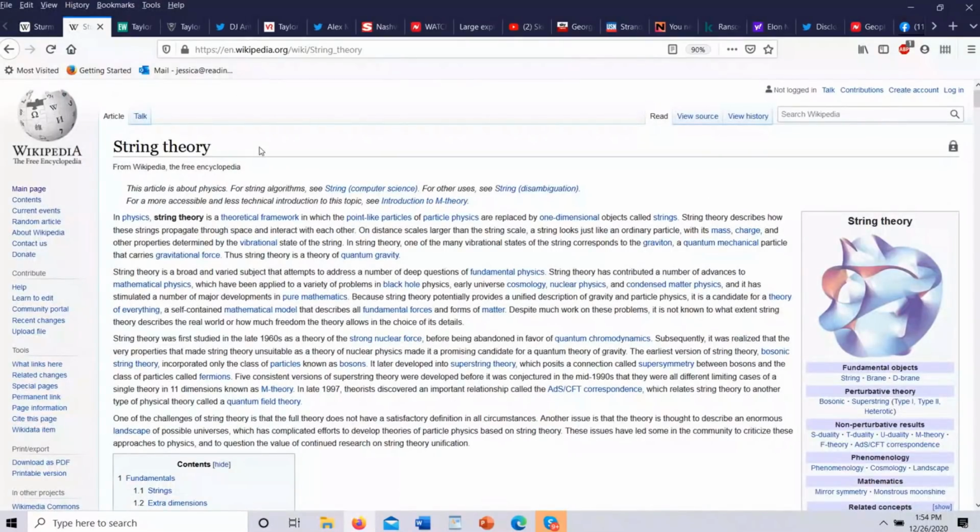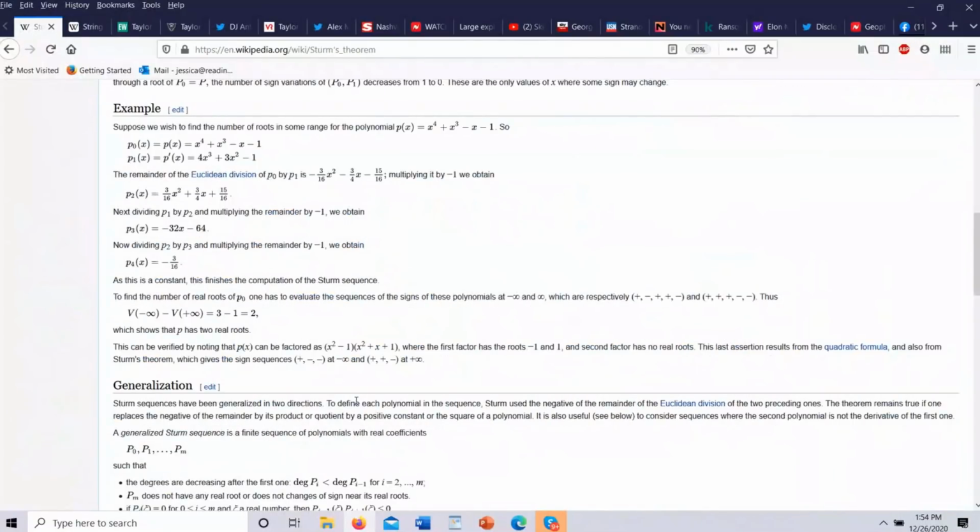Generalizations. Sorry, just go back to the strums. Yeah, and look at this generalization. Yeah, this is exactly what I'm talking about.